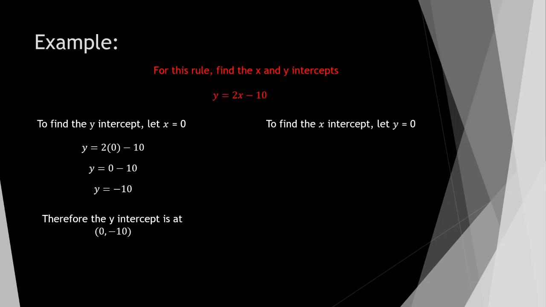Let's look at the x-intercept. So obviously, you let the y value equal 0, and you get 0 equals 2x minus 10. Move over the minus 10 to the other side, which makes it positive, and divide both sides by 2. x equals 5. This means that the coordinate point of our x-intercept is (5, 0).